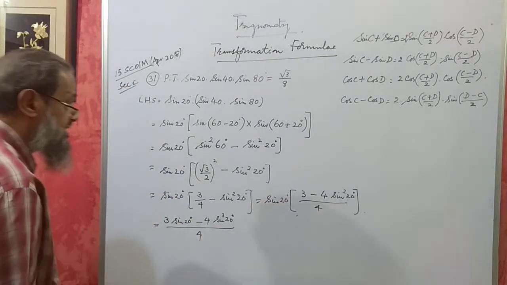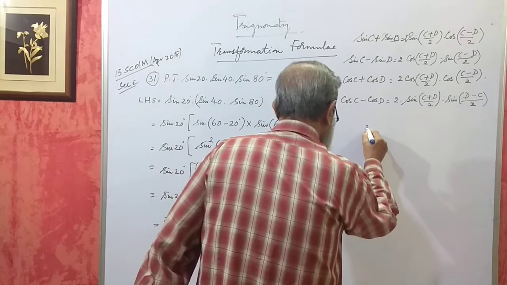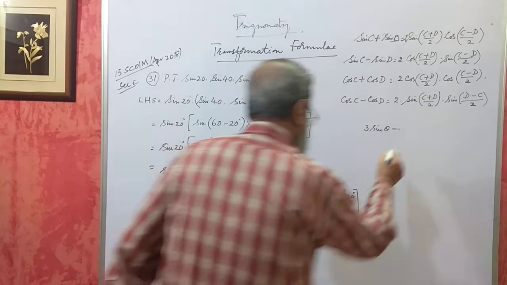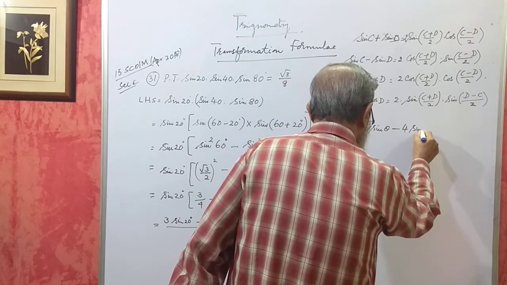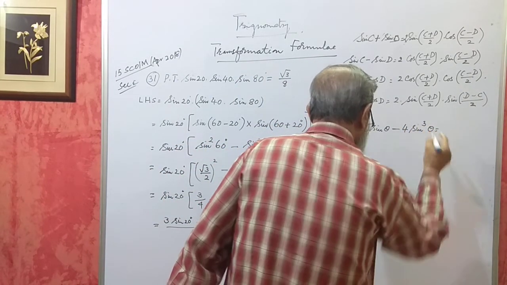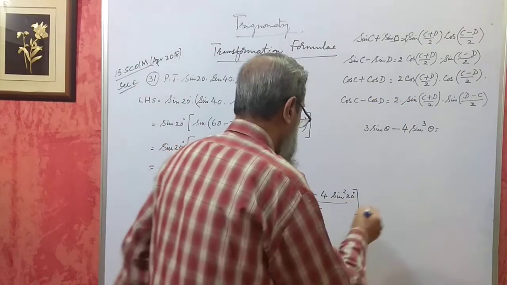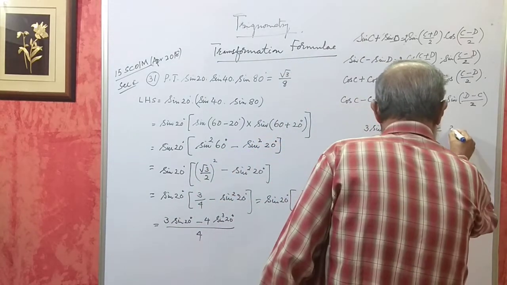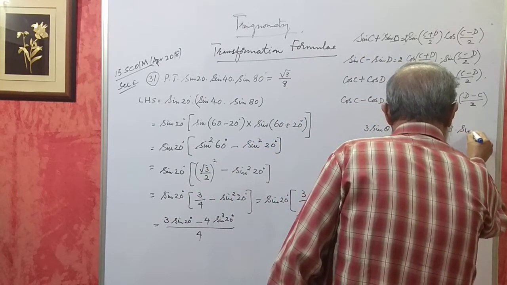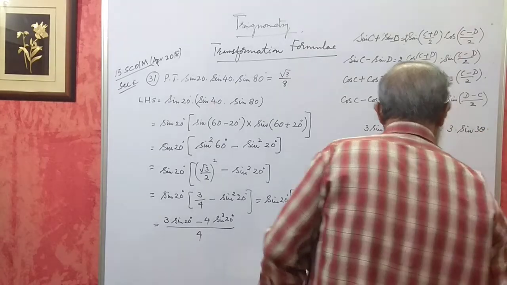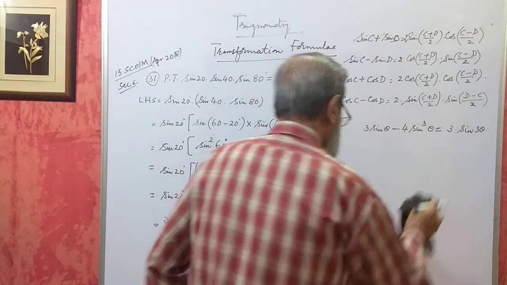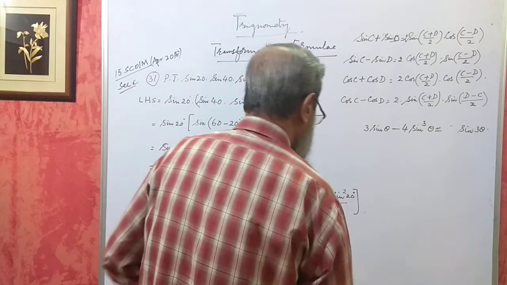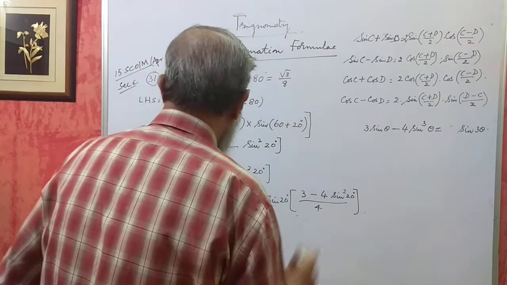Now this is of the form 3 sine theta minus 4 sine cube theta. We have proved in the earlier problems that this is equal to sine of 3 theta. Sine of 3 theta is equal to 3 sine theta minus 4 sine cube theta.